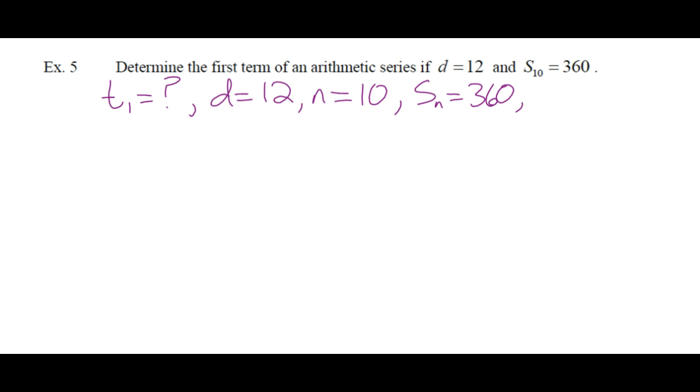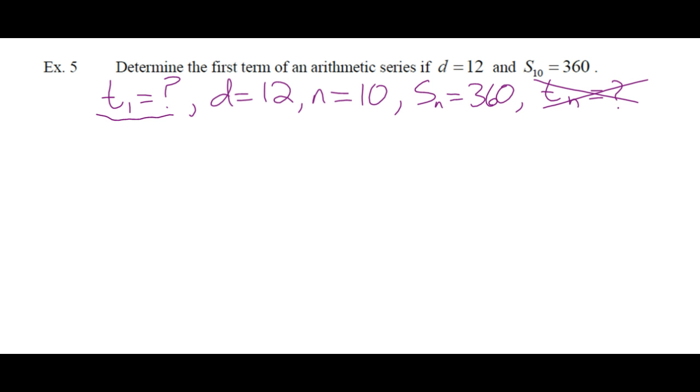Determine the first term of an arithmetic series if D is 12 and S10 is 360. First term, okay. T1. We don't know, but we have to find out. We don't want to cross that out. What else do we know? Well, we know D is 12. What's N? 10. S sub N, or S10, is 360. And what else is left here? T sub N equals question. Okay, this is the one we have to find.